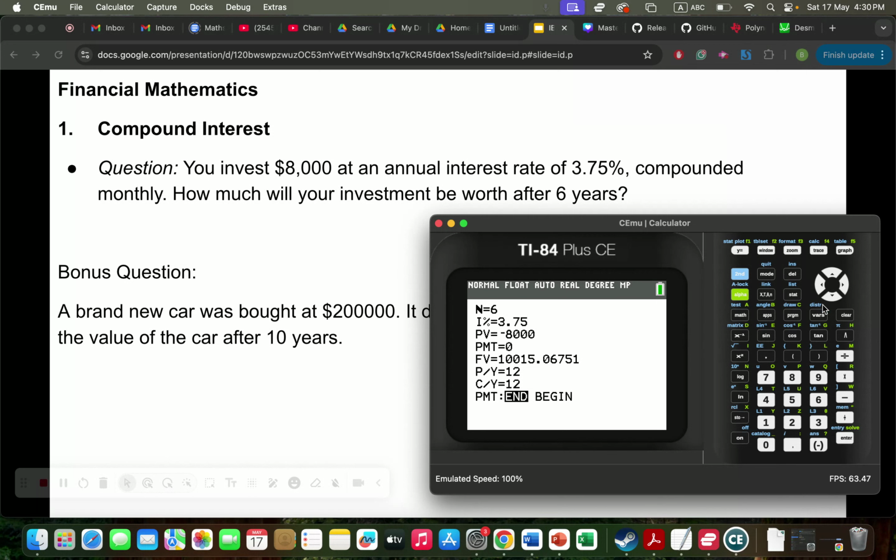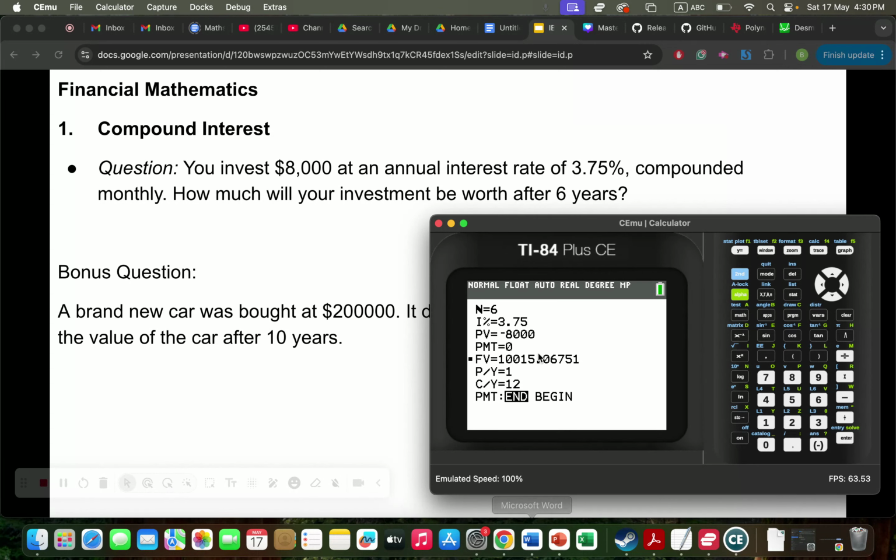Now I just want to show you what happens if I change my N to be 6, and I change PY to be 1, just based on the number of years. I'm going to go up to FV again, press alpha, press enter. We'll try it again. This should be 12. For some reason, the number has changed. So I'm going to go up to FV again, press alpha, enter. Now I should get the same answer again, which is $10,015 and 6 cents.